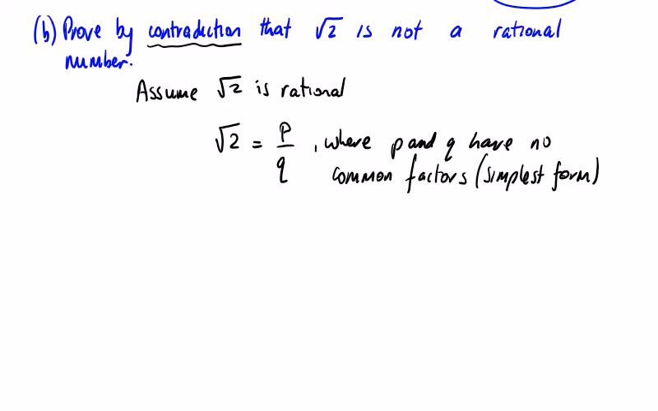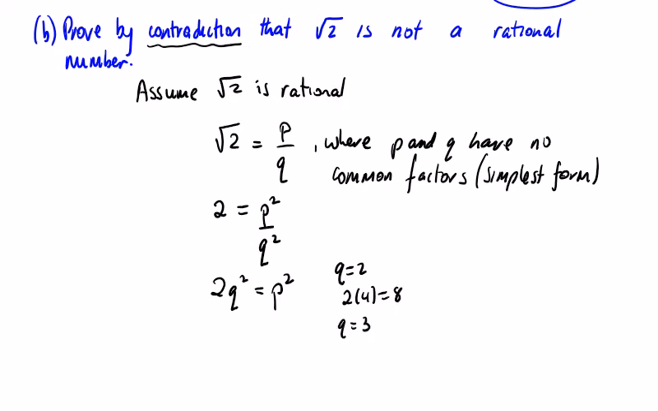So that means if we square both sides, we're going to get 2 is equal to p squared over q squared. So 2q squared is equal to p squared. And we know that twice any number is even, so p squared would have to be even. Let's just check that. If q is 2, we're going to get 2 by 4, which is 8, so even. And if q is odd, if q is 3, we'll get 2 by 9, which is 18, which is even. So that's twice any number. Obviously it has a factor of 2, so it's going to be even.